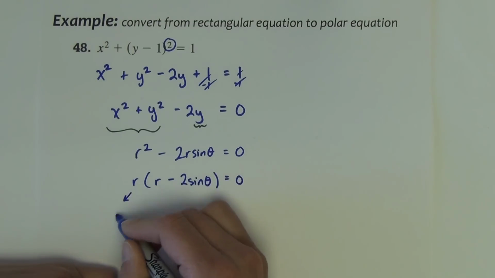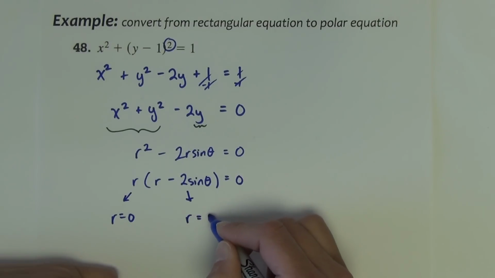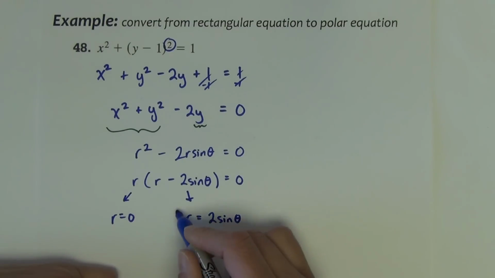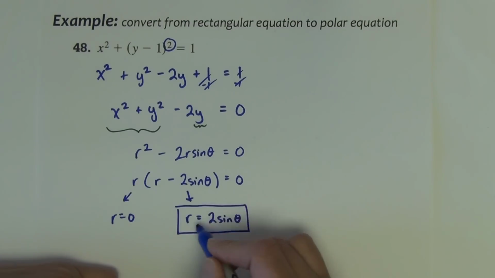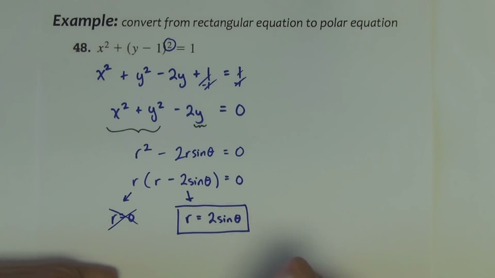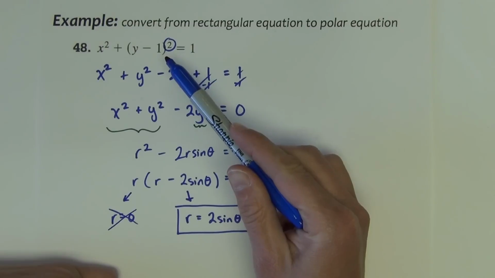And if we solve this, we get r equals 0. This one solved gives r equals 2 sine theta. I want this one over here, that is an actual equation. This one, r equals 0, is just simply a point. We're just going to throw it away. This is the piece that we want. This is the equation that is equivalent to the equation of the circle up above.